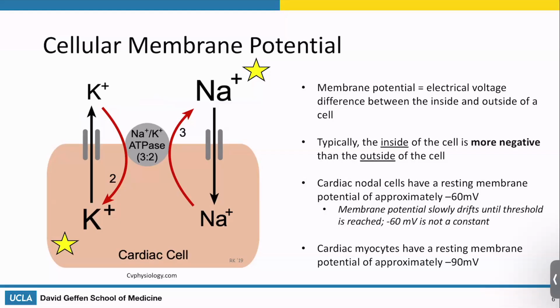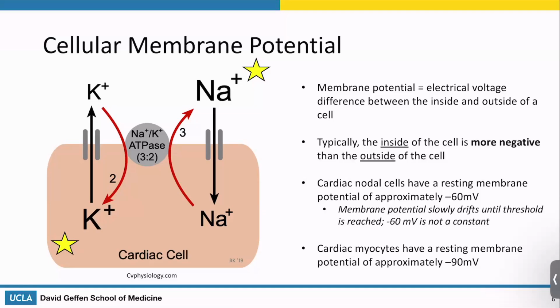This one right here is going to be representing our contractile cell, if we're talking about it in terms of resting membrane potential. If you look on the bottom, it does say that cardiac myocytes have a resting membrane potential of approximately negative 90 millivolts. So if we're looking at this cardiac cell, we see it's at a negative membrane potential of negative 90 millivolts.